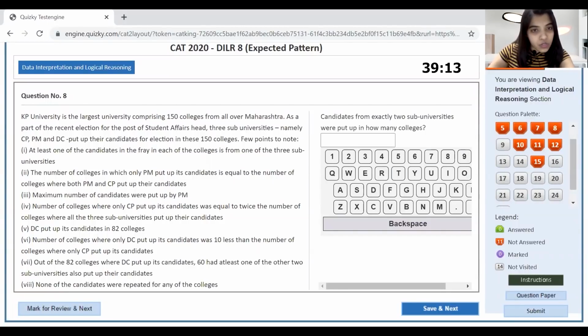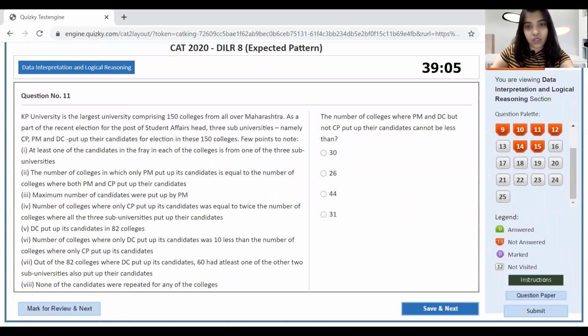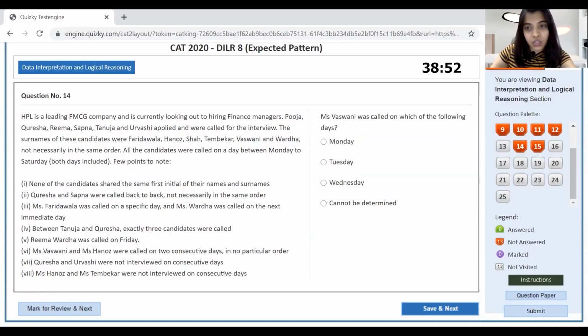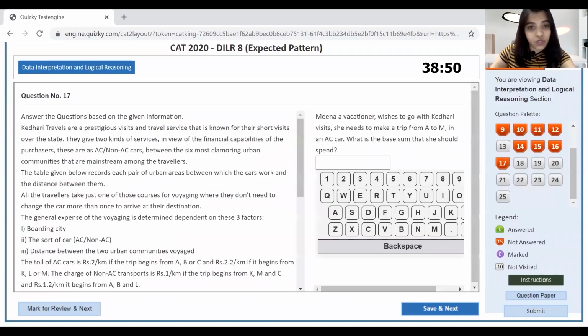This is universities, 50 colleges, 3 universities. So this looks like a Venn diagram. Questions 9, 10, 11, 4 questions again. There is some sort of arrangement: 6 people, 6 surnames called on different days. Fine. 5 questions for this one.